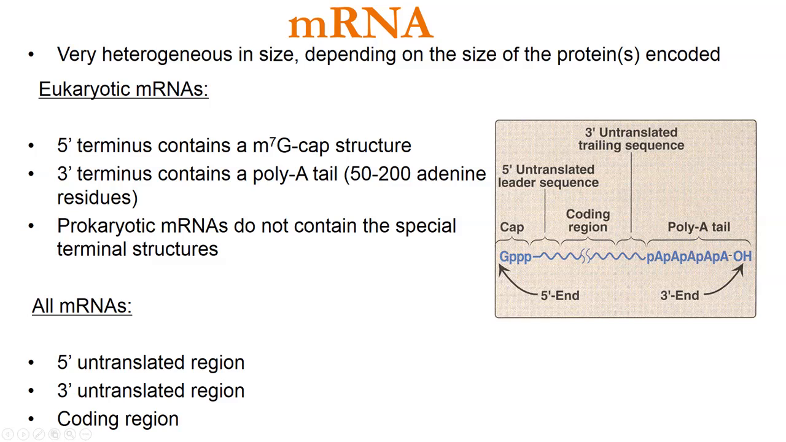The 3' terminus on a eukaryotic messenger RNA has a poly A tail. Just a bunch of A's at the end. This is a post-transcriptional modification. Actually, both of these are added after the gene is transcribed. And that poly A tail also has some important functions. It does serve to stabilize the RNA, does enhance translation, and in this case, it also serves as a signal to exit the nucleus. And so prokaryotes don't have those special terminal structures on the messenger RNA molecules.